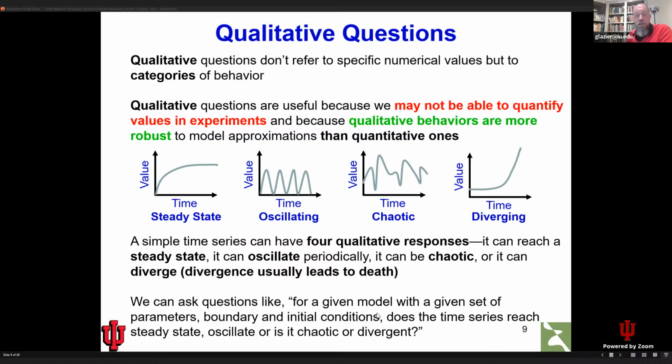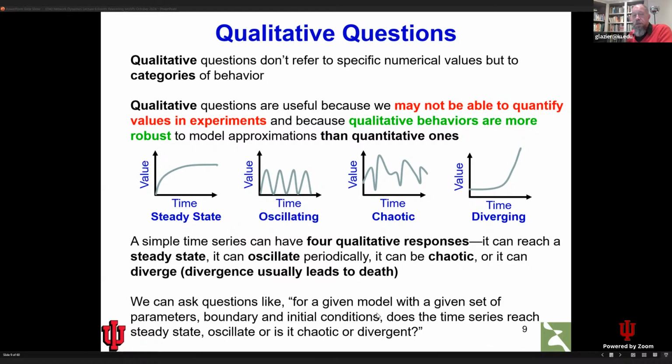And really, for a single value time series, there aren't that many things it can do. It can reach a steady state. It can oscillate periodically in time. We could have chaotic time series, or it can diverge. That's it. And so there really are only four qualitative responses we can have for a single time series. Now, if we have multiple time series, we can describe the relationships between them, and then we can get more cases.